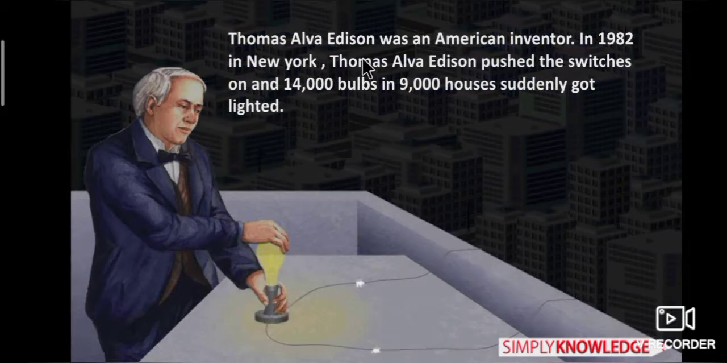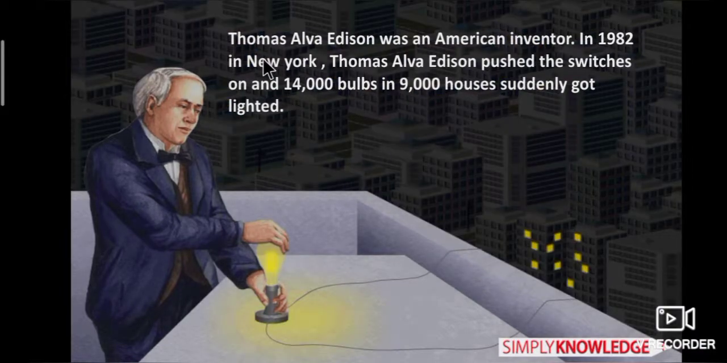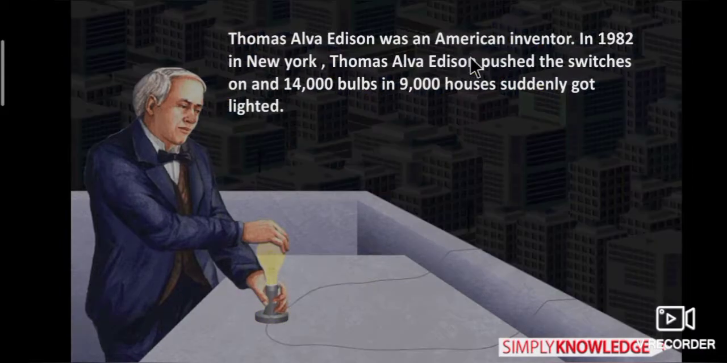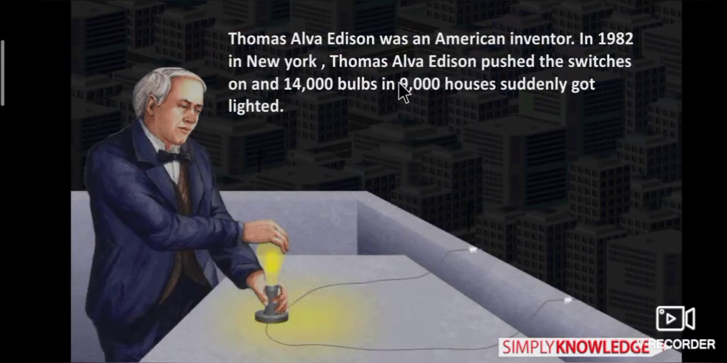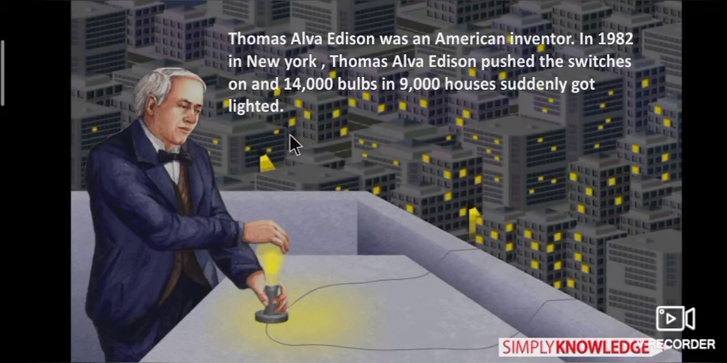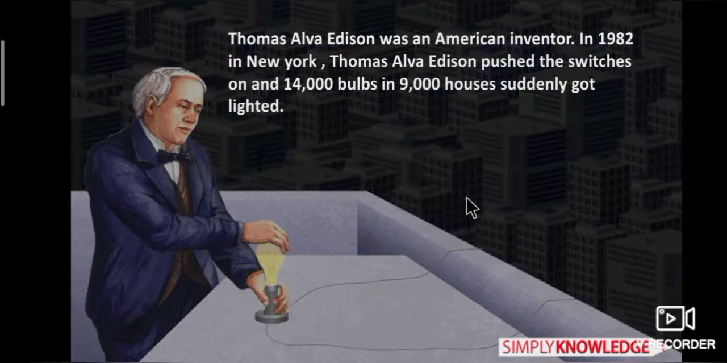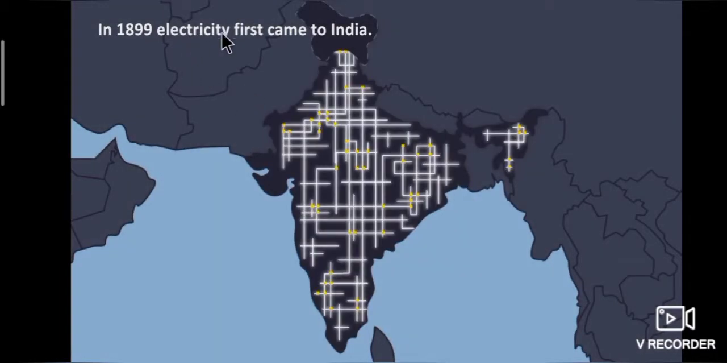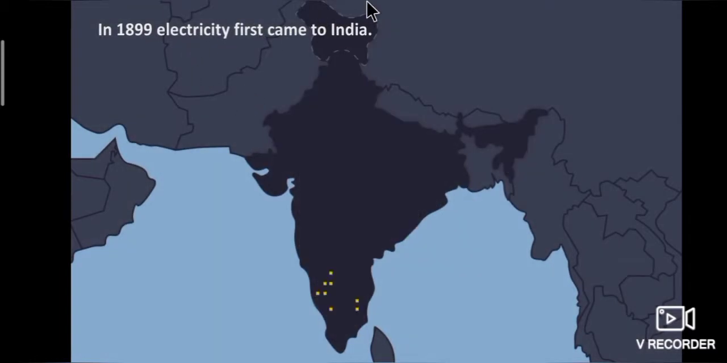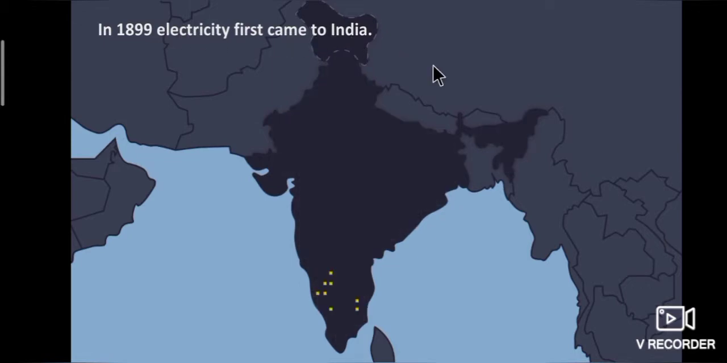Thomas Alva Edison was an American inventor. In 1982 in New York, Thomas Alva Edison pushed the switches on and 14,000 bulbs in 9,000 houses suddenly got lighted. In 1899, electricity first came to India.